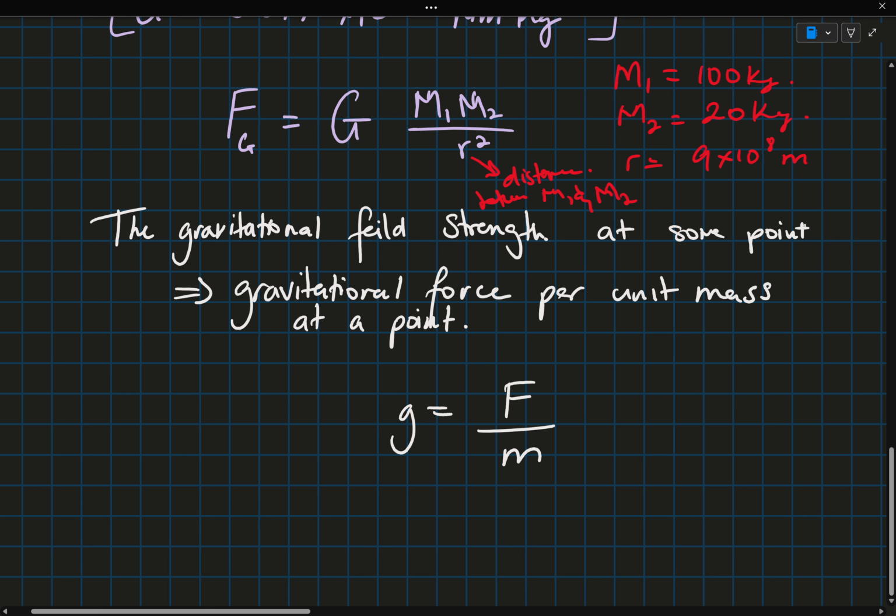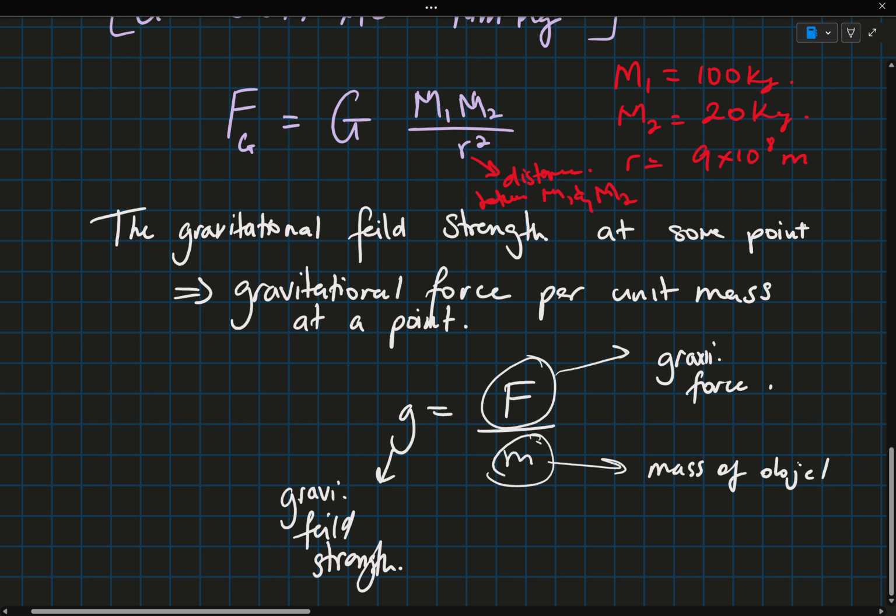where g is the gravitational field strength, F here is the gravitational force that we calculated above, and m is the mass of the object experiencing the force. So that's that equation there.